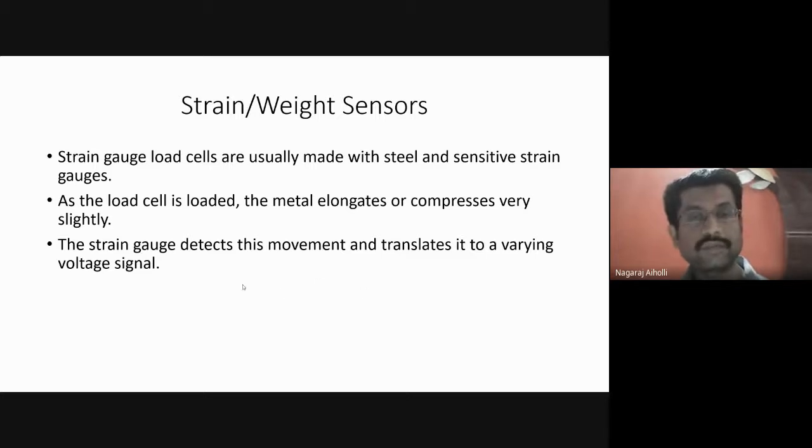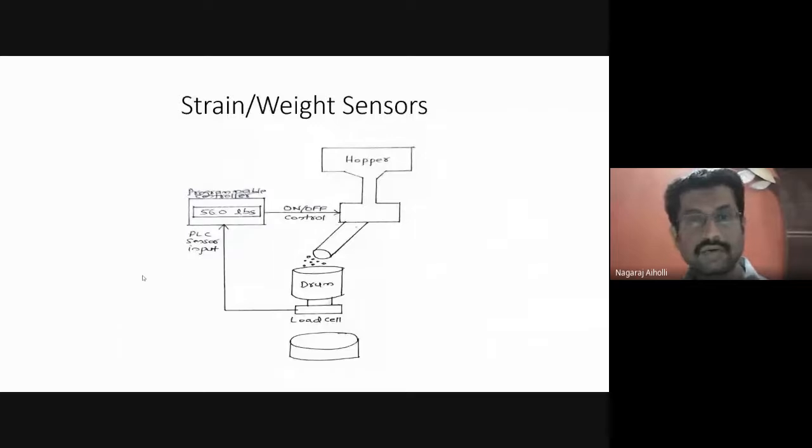Strain gauge load cells are usually made with steel and sensitive strain gauges. As a load cell is loaded, the metal elongates or compresses slightly. When a certain weight is applied on this load cell, the metal will expand or compress. The strain gauge detects this movement of the metal and translates it into a voltage signal. This is how the load cell measures the weight.